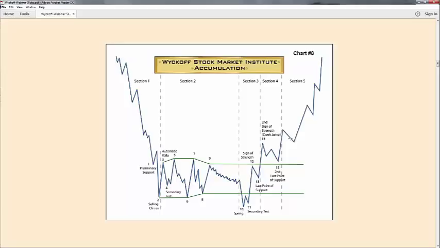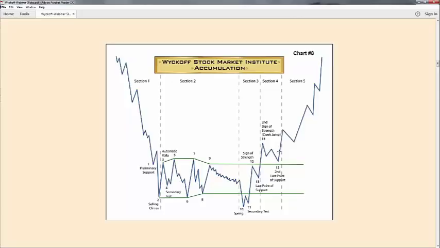The jump across the creek is the sign of strength, and walking slowly back to the edge of the creek, as we've done at number 13, is the last point of support. This walking back to the creek is done on reduced price spread and volume and holds at or above, it can cheat a little bit, but mostly at or above the resistance line drawn from the trading range. That's why this line becomes so important. Everything needs to be tested, as I just mentioned. And a successful reaction off the sign of strength is that last point of support.